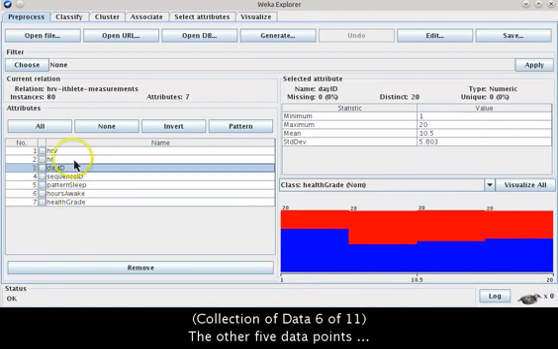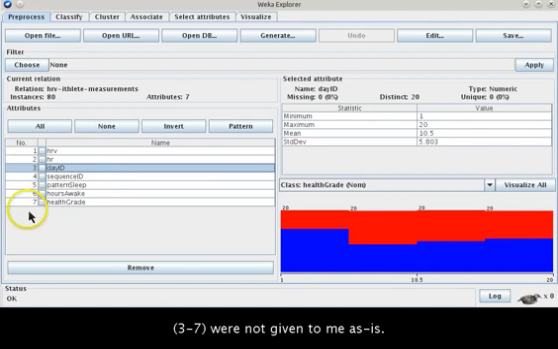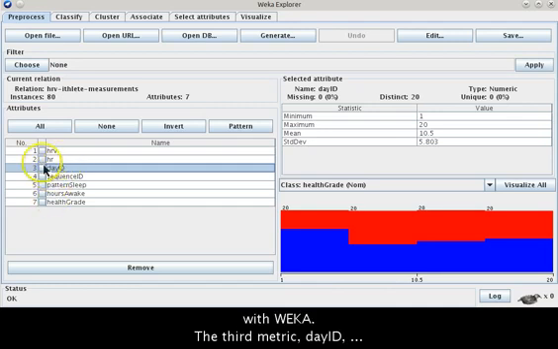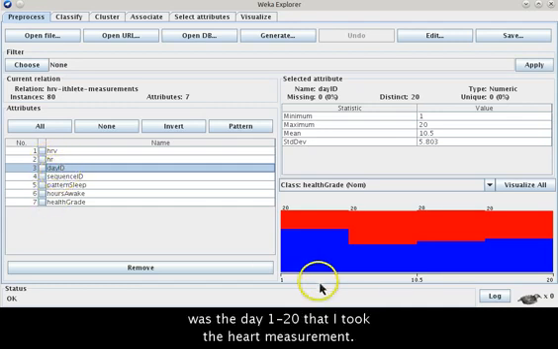The other 5 data points were not given to me as is. That's where you, the data miner, put on your thinking cap to decide how to tweak your data and provide WEKA capability of discovering useful information. This is part of pre-processing, and not to editorialize, but if you have initiative and aptitude for data pre-processing techniques, you'll be effective at data mining with WEKA. The third metric, day ID, was the day 1 through 20 that I took the heart measurement on.